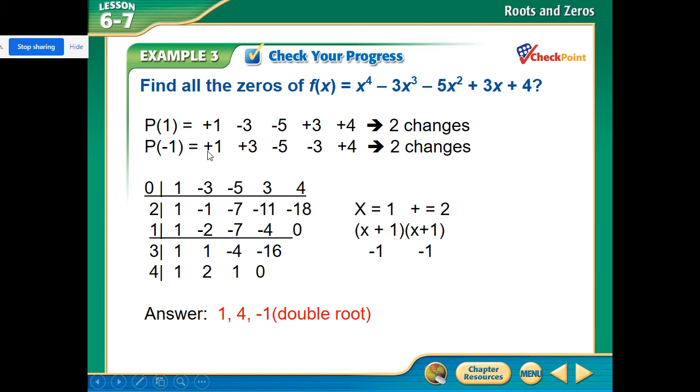If I try -1, that's 1, 3. These odd degrees change. So that one changes and this one changes. Notice the difference. All the other ones are the same. So the odd degrees change. And that's 2 changes. So I don't know where, normally we would like to have an odd number in there because that kind of keys you in that there's something going on there. But it is what it is.